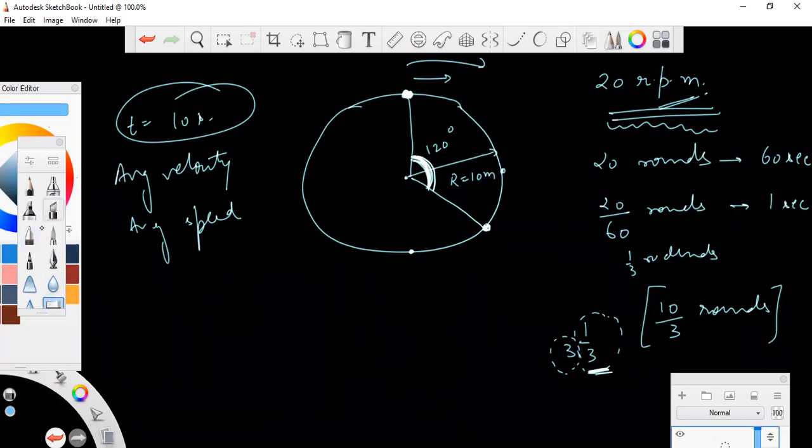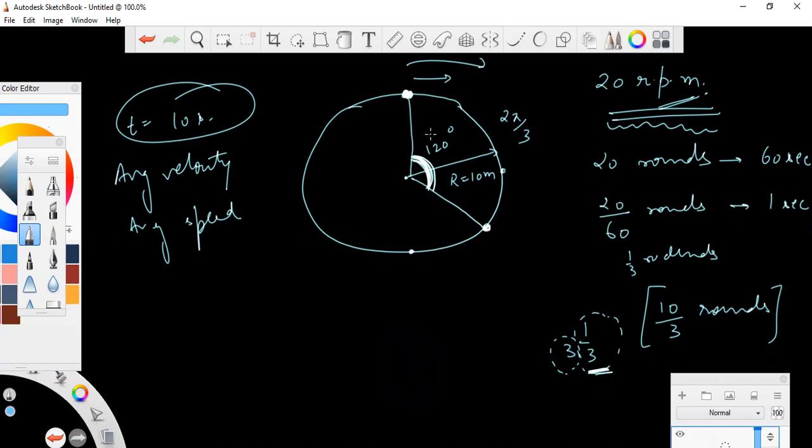So that is clear, this angle will be 120. In terms of pi, what is this angle? 2 pi/3, right? And the entire circumference would be 2 pi r. 2 pi r, right. Yeah, you can do that. I was going to do that only.